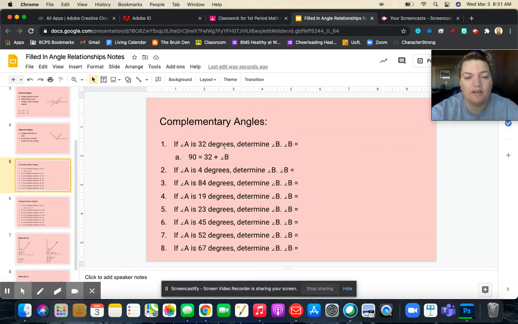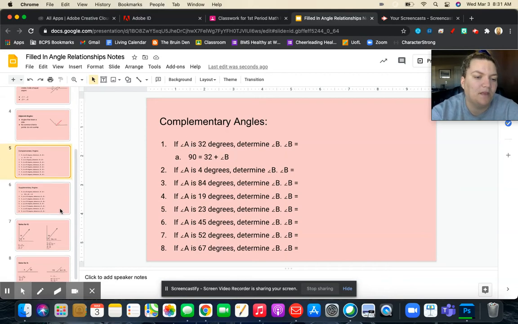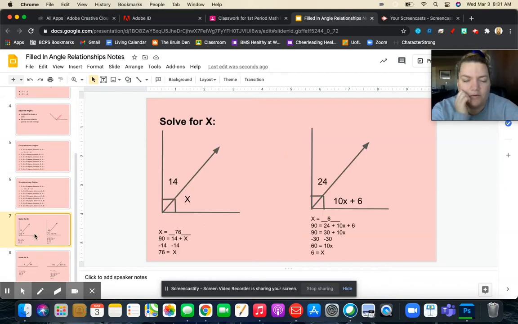Same with complementary. Complementary angles equal 90 degrees. So find out what angle B needs to be if they equal 90. The part that you are going to be focused on today is that you're going to have to solve for x. So this is kind of that solving for an unknown. Very similar to a one-step or two-step equation, which we just got done with in our previous unit.